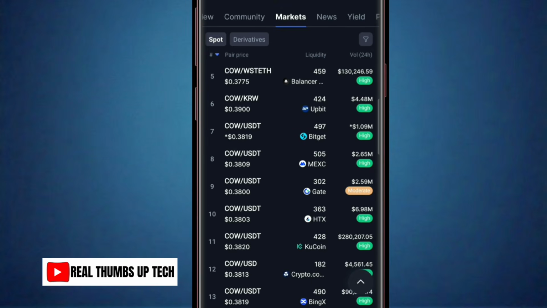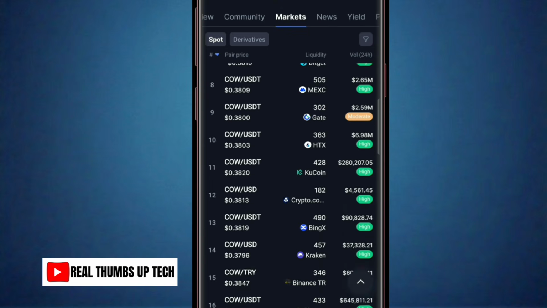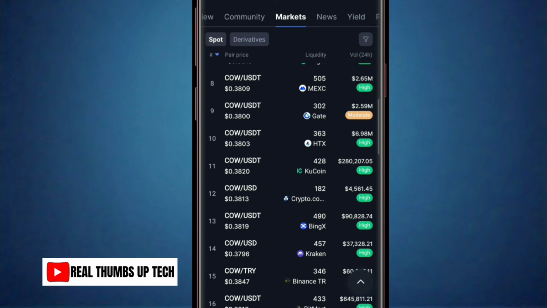Let me scroll down and look for other exchanges. Here on Bybit, they have it at 0.3819. On MEXC, it is 0.3809. On Gate, it is 0.3800. When you scroll down on KuCoin, it is 0.3820. On Kraken, it is 0.3796.